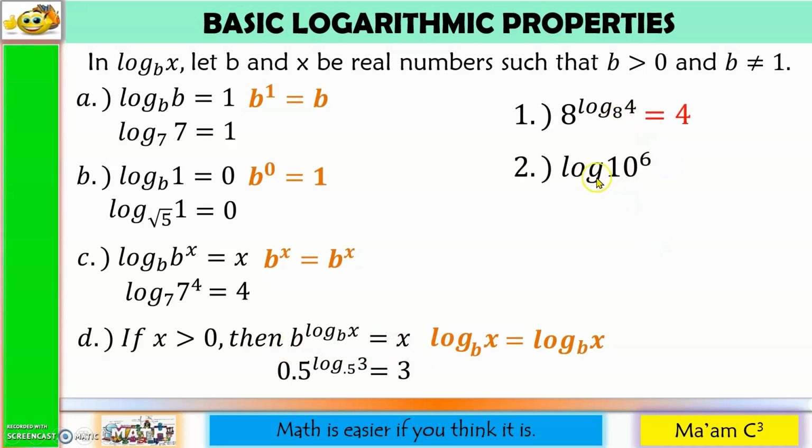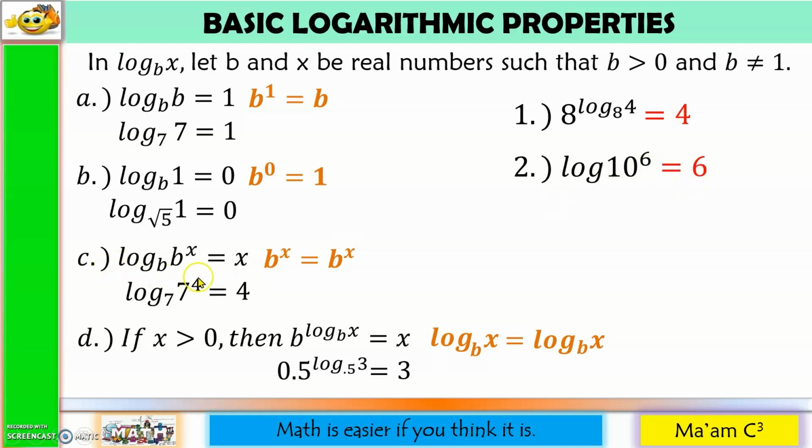Next one, our base here is 10 because there is no base written. This is common logarithm. So meaning our x and our b are the same. So the answer here is the exponent of your x. This is equal to 6.